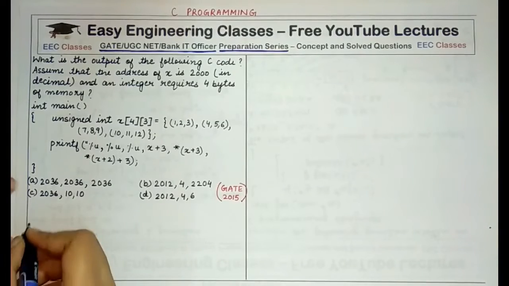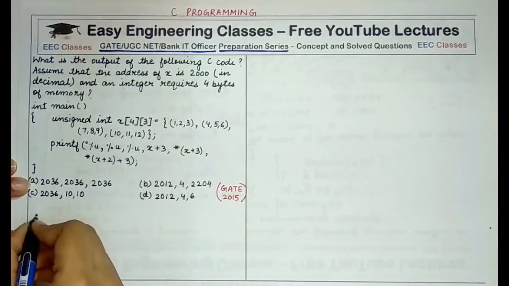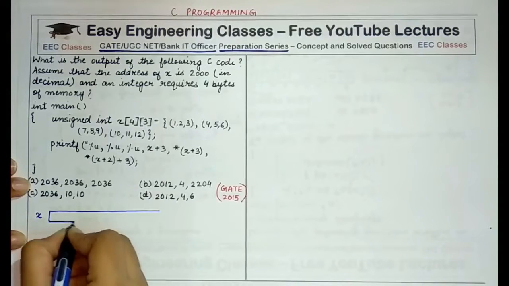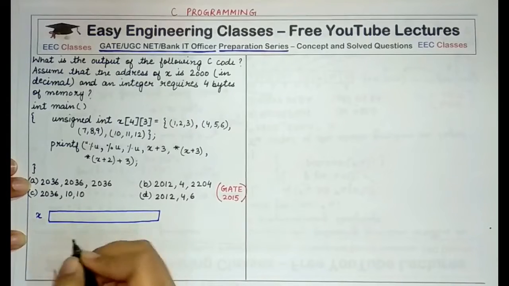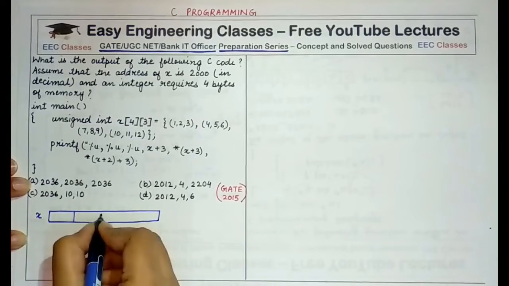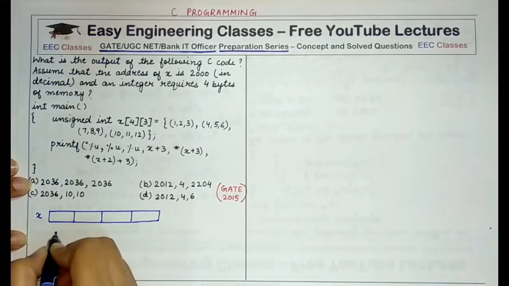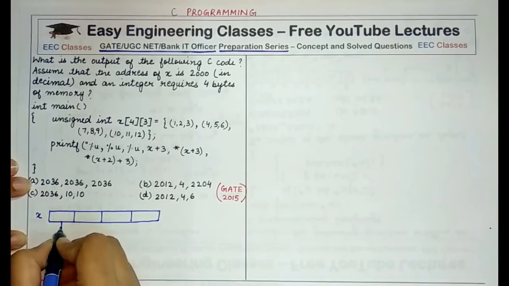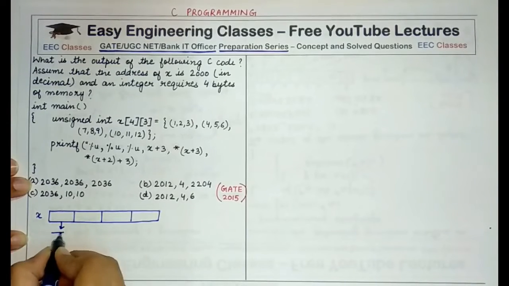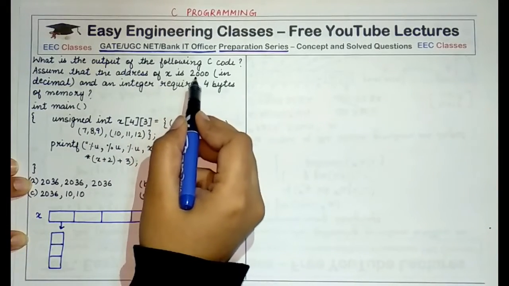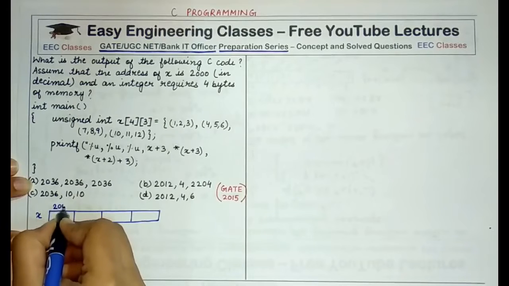Alright, so let's draw a quick pictorial representation of how this 2D array X would actually be arranged. There are 4 rows, so I would be representing like this. Let's assume that X is a 1D array in which each element is a pointer to another 1D array, each having 3 elements. Since we are given the initial address of X is 2000, so this is 2000.